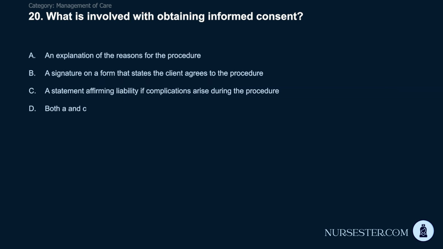20. What is involved with obtaining informed consent? A. An explanation of the reasons for the procedure. B. A signature on a form that states the client agrees to the procedure. C. A statement affirming liability if complications arise during the procedure. D. Both A and C. Correct answer: A. An explanation of the reasons for the procedure.